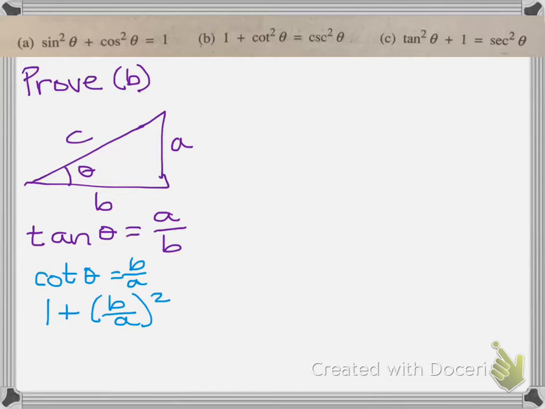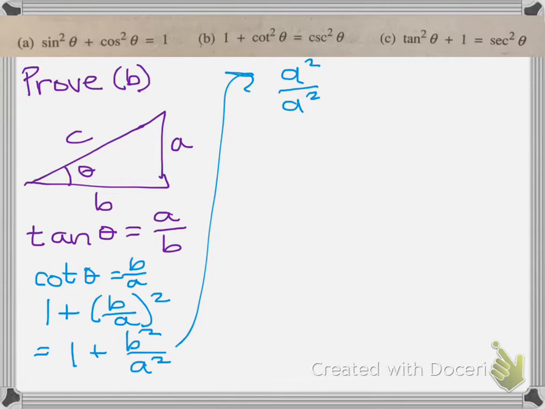So if we go back up to 1 plus cotangent squared theta, that is 1 plus (B over A) squared, which is the same thing as 1 plus B squared over A squared. So we're going to get a common denominator. We're turning 1 into A squared over A squared, and then we'll put the plus B squared over A squared. We now have a common denominator, so we can rewrite it as A squared plus B squared all over A squared.